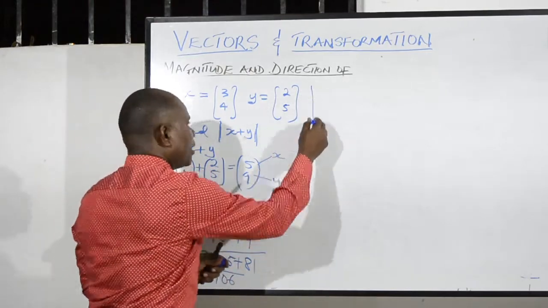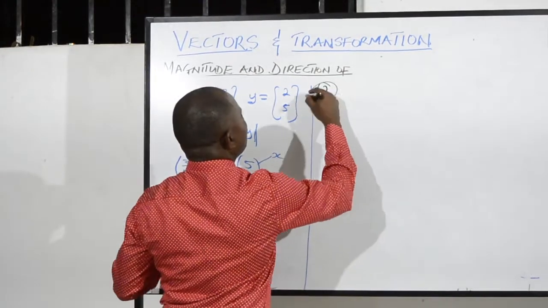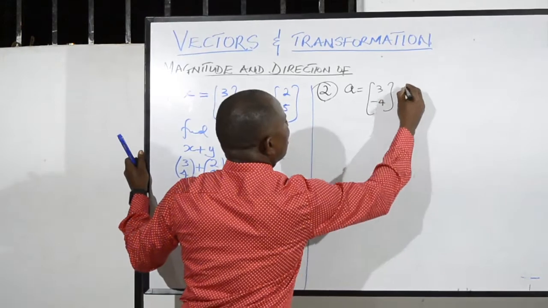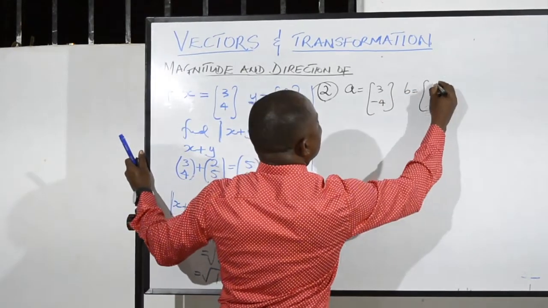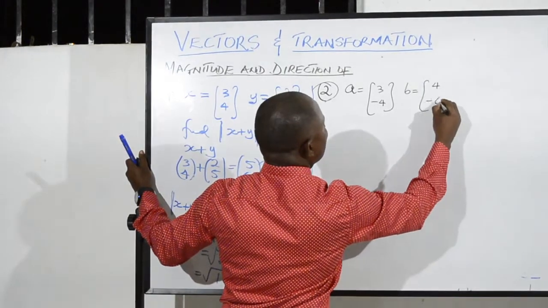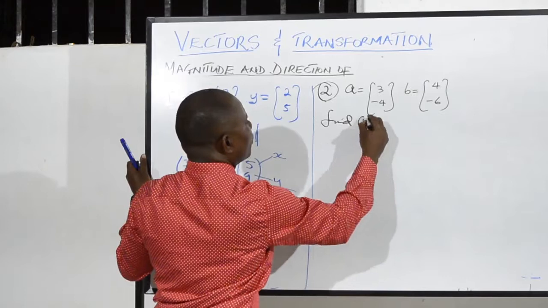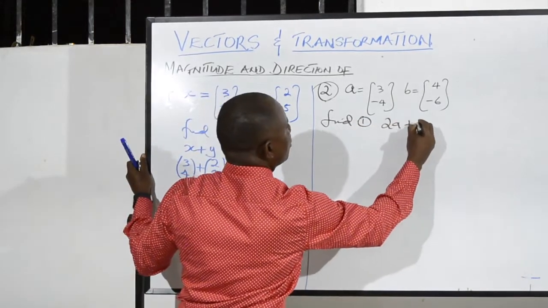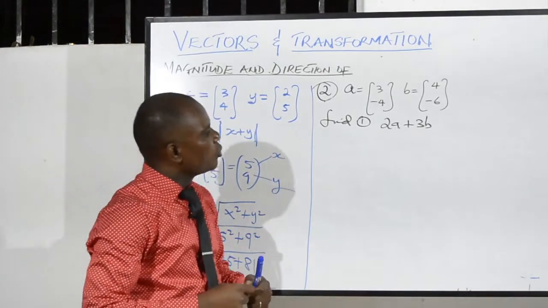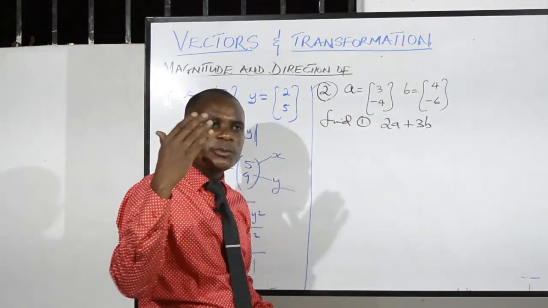Now I can do more manipulations here. Let's say I have example 2. I have a vector A. Vector A is (3, -4), and I have a vector B, which is (4, -6), in that order. Now I want to find, let's say, part 1: 2A plus 3B. I'm using 2 of the manipulations there. I'm trying to add, and I'm also trying to multiply by a scalar.